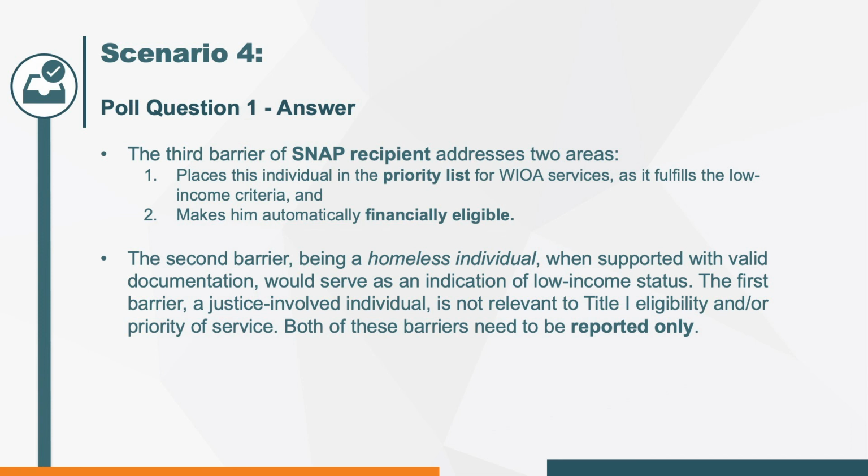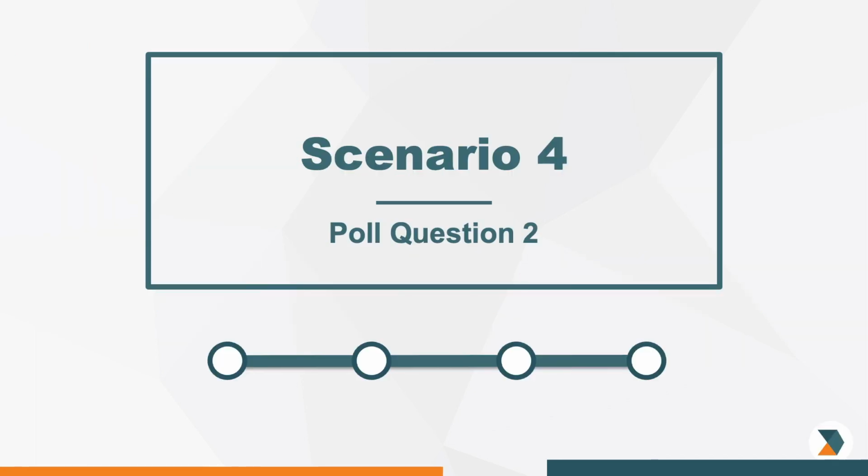And I'll point out that once the priority of status and financial eligibility are established, this documentation is no longer necessary for establishing homelessness and justice involved. So that would just be simply extra documentation. We'll move on to our second poll question.